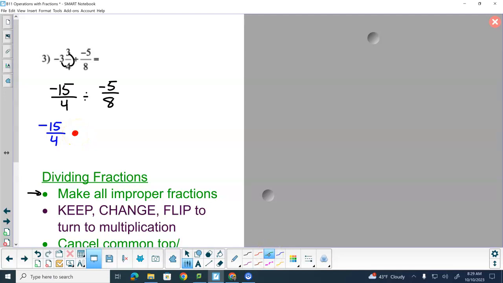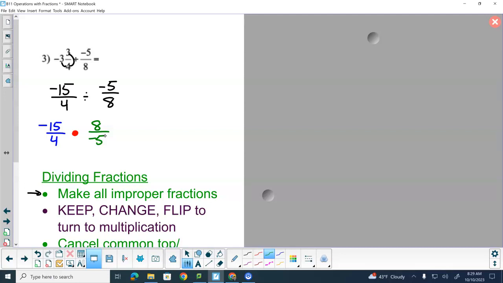Negative 8. Slow down. What do you got? What's it flip to? 8 over negative 5. Or if you wanted to go negative 8 over positive 5, that's fine. But you can only put that negative sign in one of the spots. Doesn't matter which one it goes in. Are you guys a multiply or reduce first type of people? Multiply. If we multiply, we're going to get some big numbers. 8 times 15 is going to be kind of big. It's 120. It's negative 120. We okay with that?